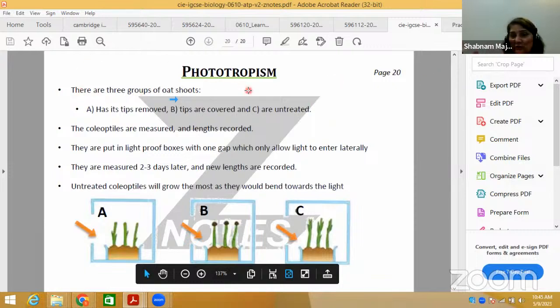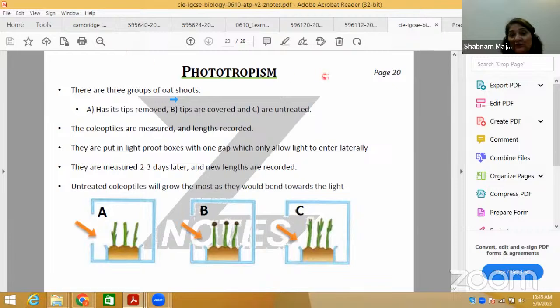Oat shoots, oat already told you. Oat, ye monocots hai, iski coleoptile sheaths can perform this experiment. Has its tip removed? Tip removed. Tips are covered and C are untreated. The coleoptiles, jo wo coleoptile kehte hai, outer sheath of the monocot, jo maize or Zea mays wagaira hote hai. And lengths recorded. They are put in light proof boxes.